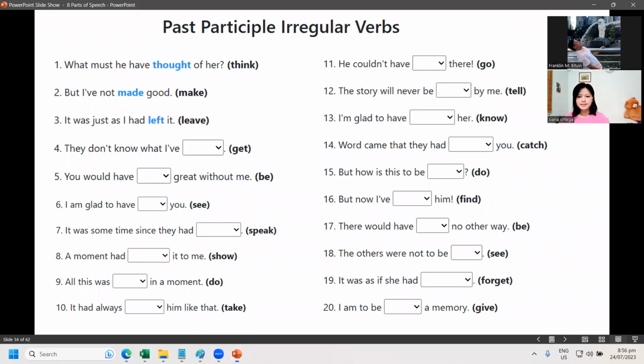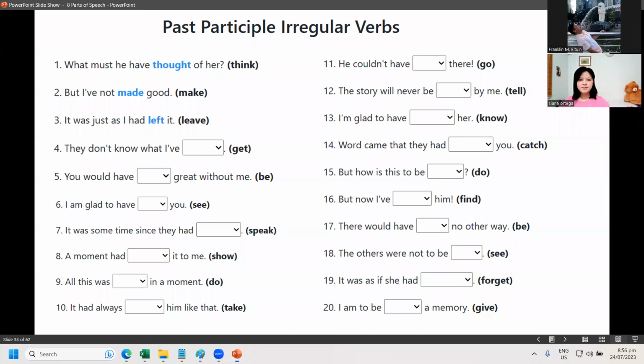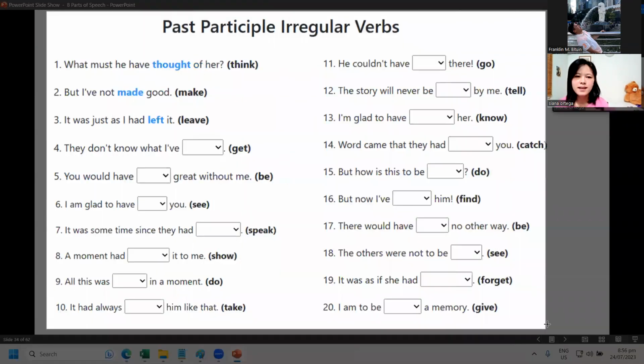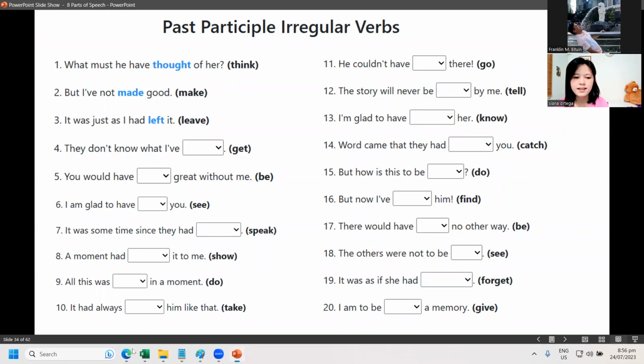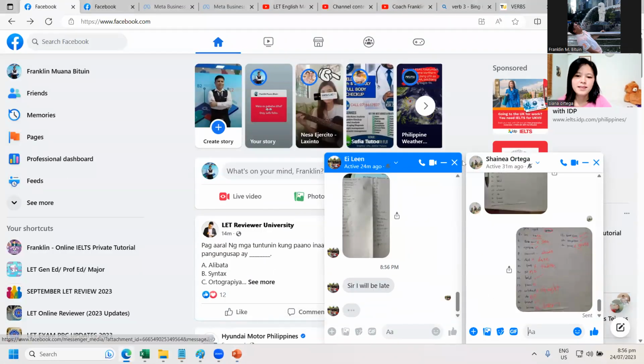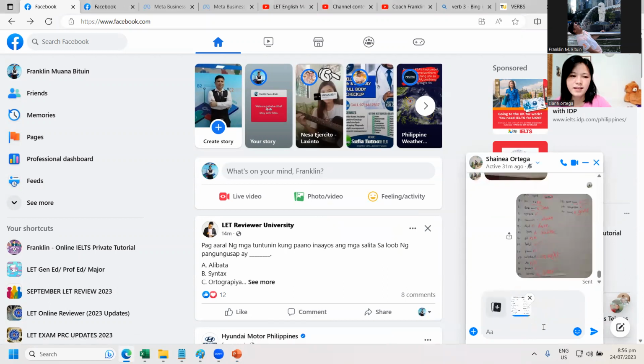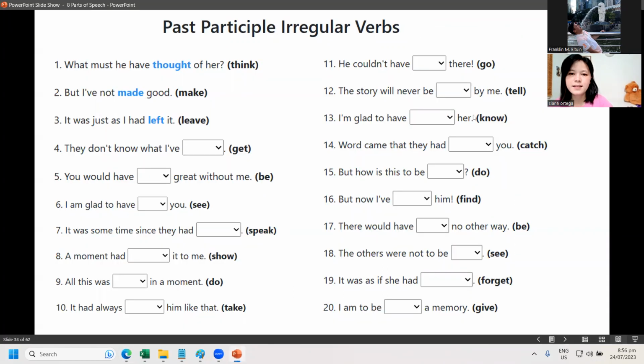So don't forget that. Past participle, you have regular verbs, irregular verbs. Sir, please send this too. Oh, it's actually recorded. You can watch the recording. It's okay, I'll send it to you. Don't worry, it's recorded. Okay, thank you.